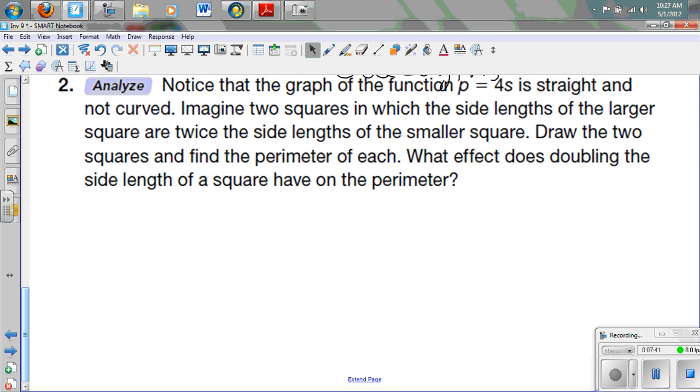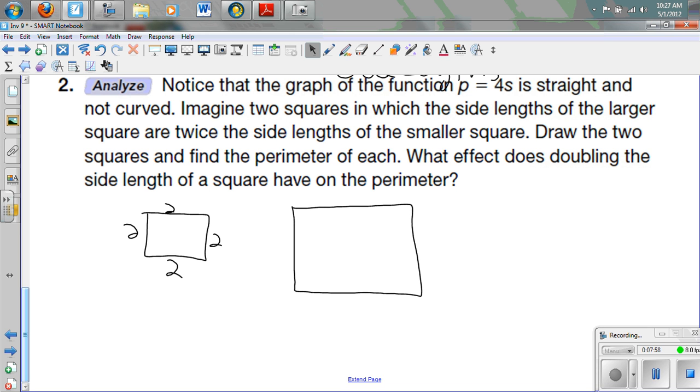So let's do this. Draw 2 squares. So draw a square and pick a number. Let's just pick 2. And so we know all the squares here, the sides are all 2. And we're going to double this now. So it says to double, twice the length of the small square. So this is going to be twice. It's going to be 4, 4, 4, and 4.